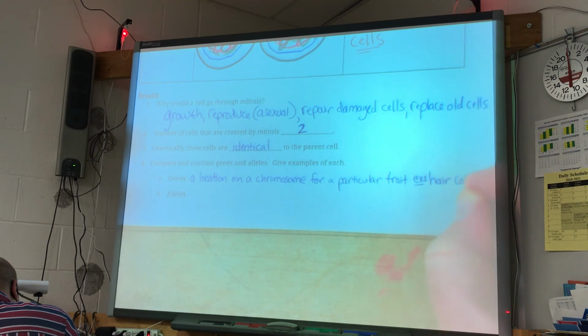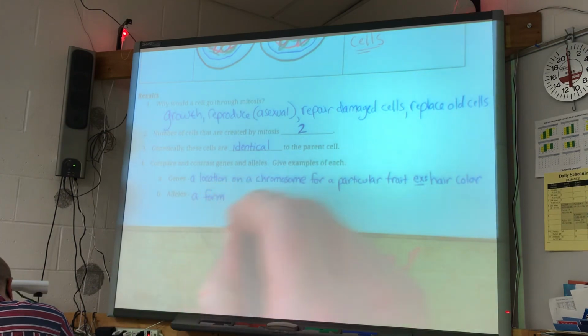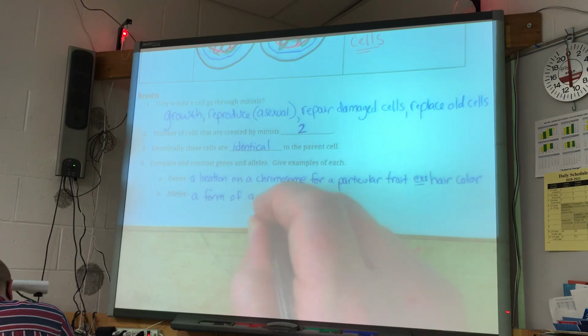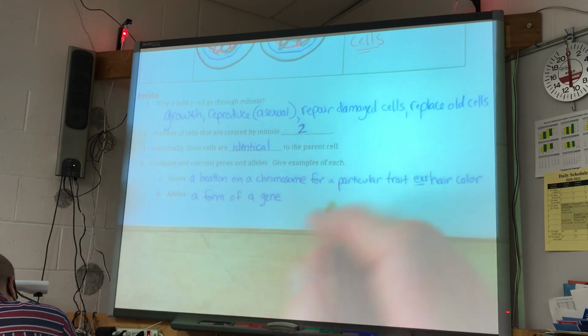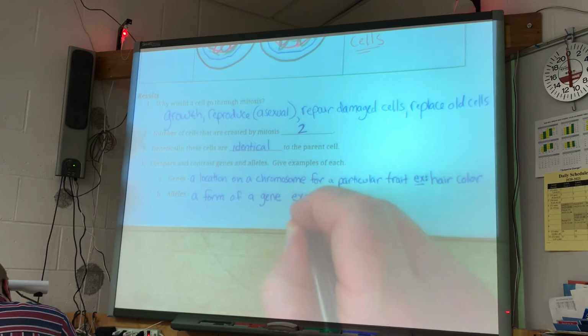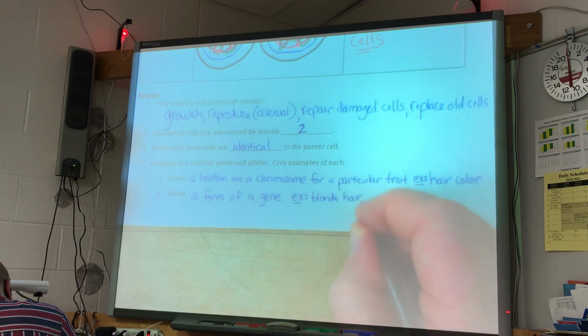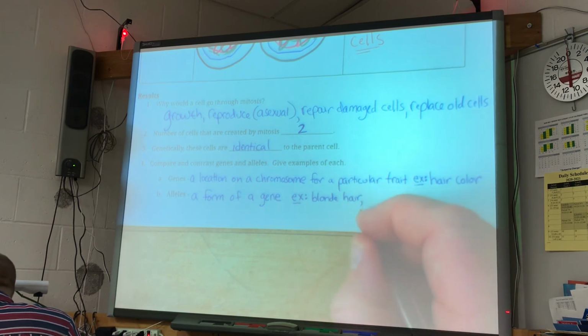Hair color is the gene, where the alleles are a form of the gene. So it's a form of hair color. And what's a form of hair color that we could have? Brown hair, red hair. Okay, those are different variations of the gene. What are they? Blonde, B-L-O-N-D-E, yeah.